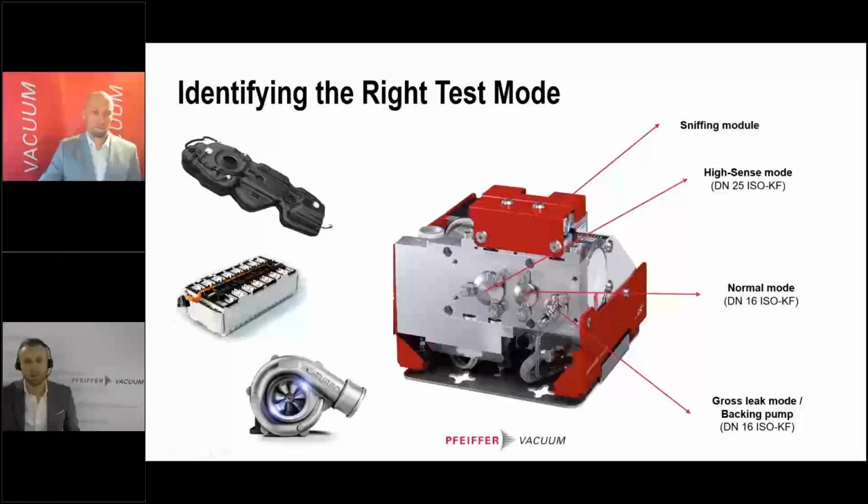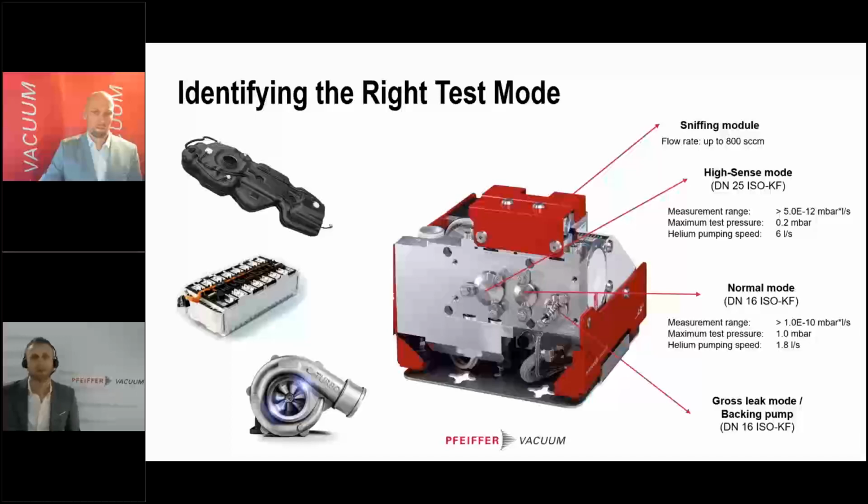And you can see here on the information that those have some differences, mainly regarding the helium pumping speed that the leak detector is offering. So in the high sense mode, you have the larger diameter, so you have a higher suction speed. And in the normal mode, you have the smaller diameter, so you have a suction speed which is reduced by approximately a factor of 3.